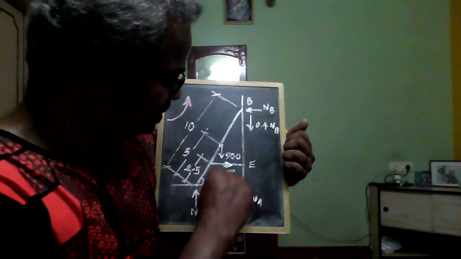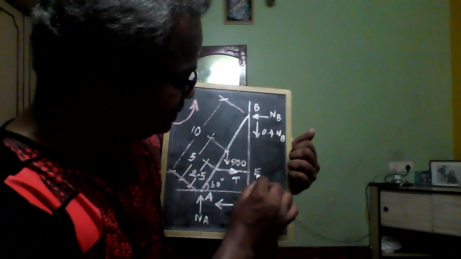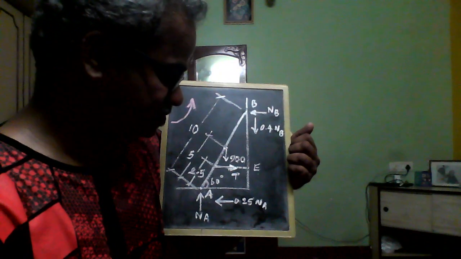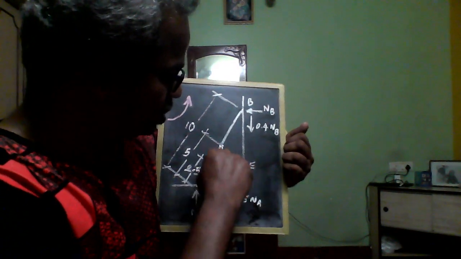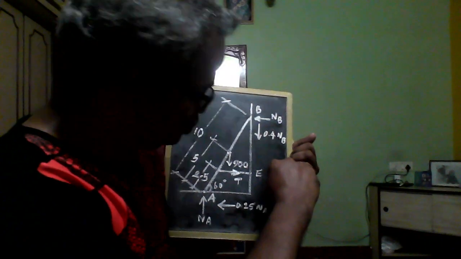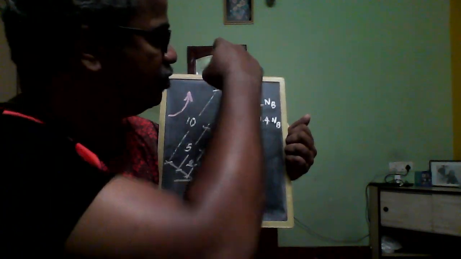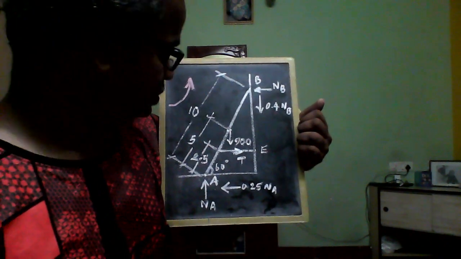The ladder is tied with a string which is attached at E. So there will be a tension in that string. What this string is trying to do is pull the ladder to the right side. So the ladder tries to slide upwards.